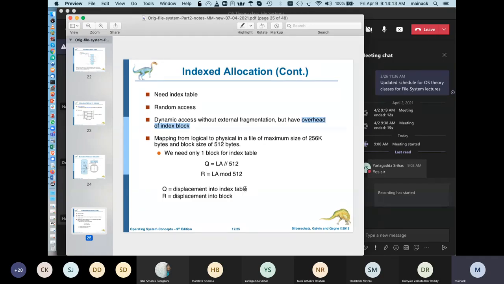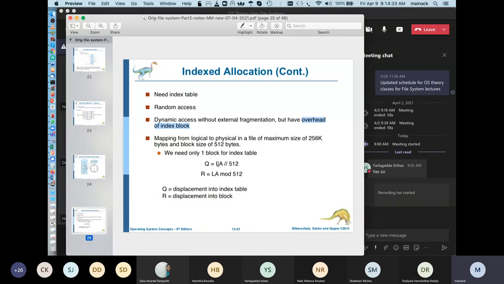Q and R, where Q is the quotient and R is the remainder, come from the following. Say the logical address is that I want to read the 110th byte in a file. We divide the logical address by the block size, which is 512. Q is the block number, which is essentially a displacement in the index table.